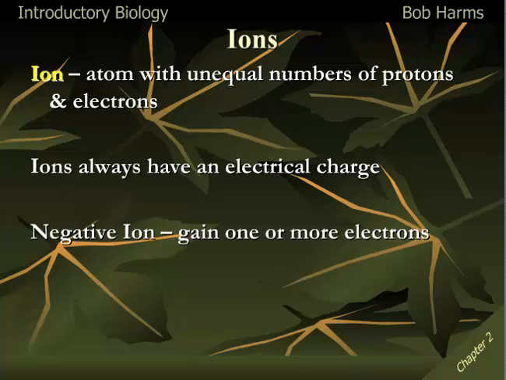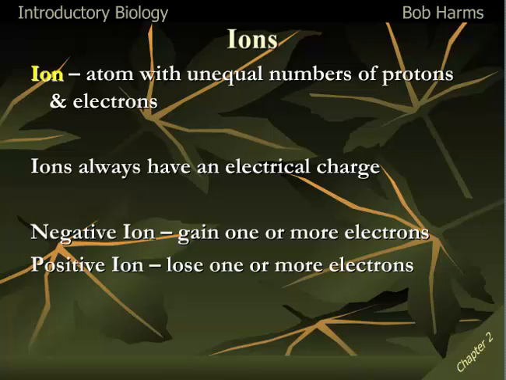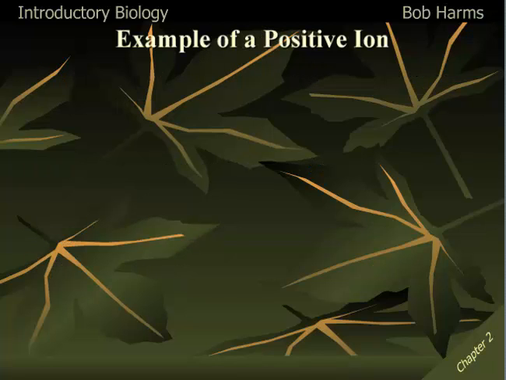A negative ion would have a minus charge, and that would be an atom that has gained 1 or more electrons. A positive ion would be an atom that has lost an electron, that has given away an electron, and so it has more pluses than it does minuses, so it's going to have an overall plus charge. Now let's take a look at some examples here of these negative and these positive ions. Let's take a look at an example of a positive ion.